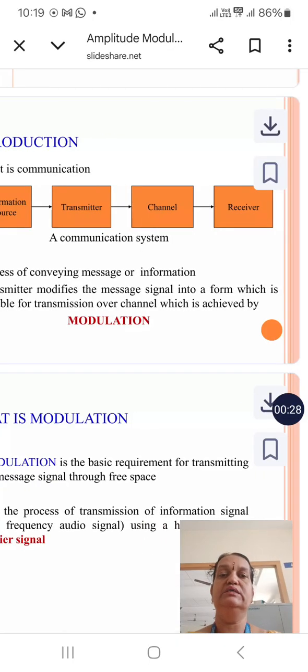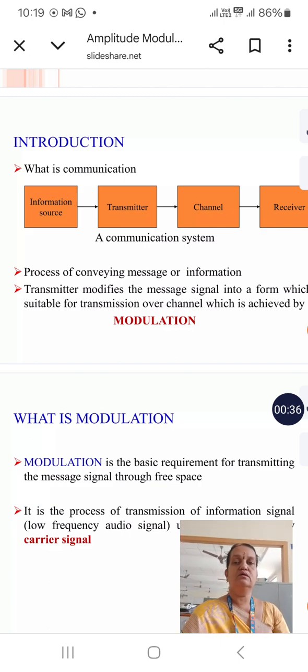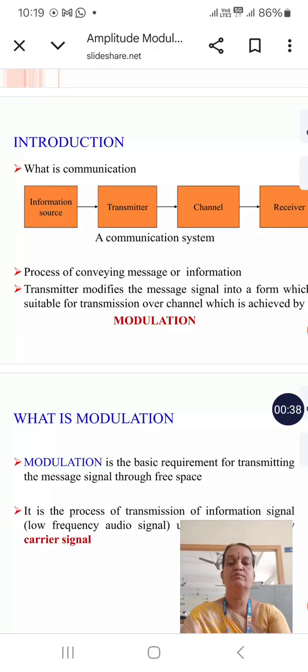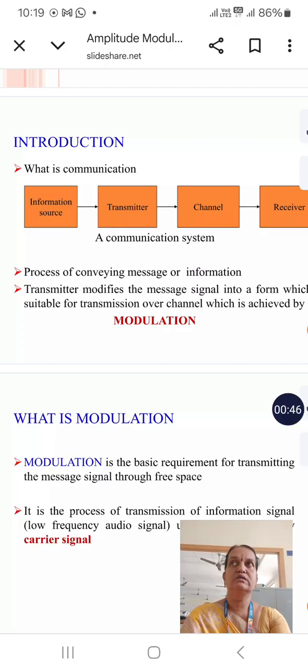Communication is, we know, the mode of transferring information from one place to another place. What communication is can be described by means of a block diagram. We have an information source. The information source can be a video signal, an audio signal, or data. This information has to be transferred over a long distance.